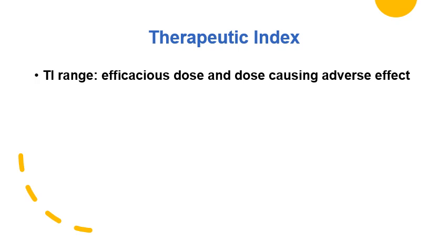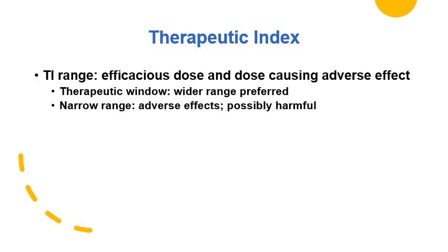And what you want with most drugs, a drug that's typically very safe will have a wide therapeutic index range. Or you also hear the term therapeutic window. You want a wider range. In other words, if the dose that is efficacious is far away from the dose that causes adverse effects, that's typically a pretty safe drug. There's not a lot of negative effects associated with it. So if they have an extremely high therapeutic index range, they're very safe.